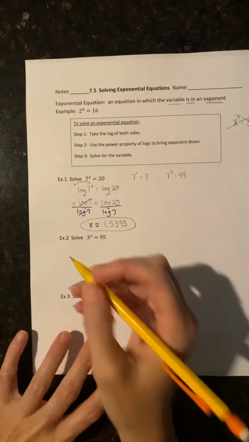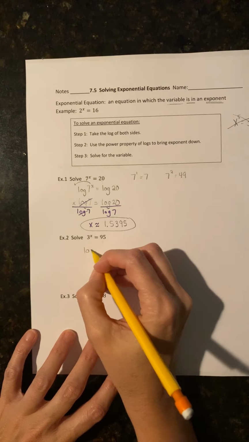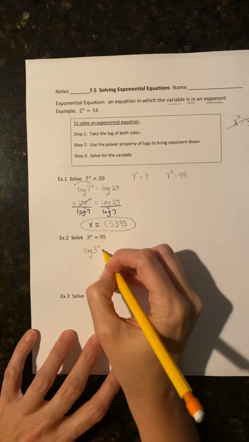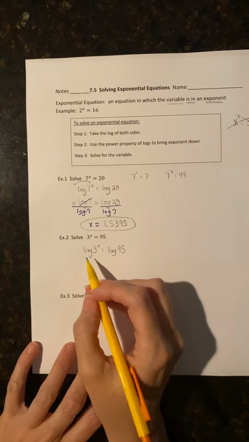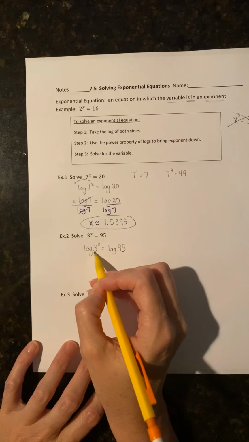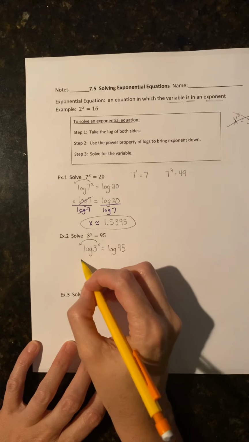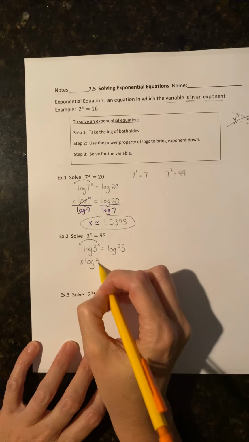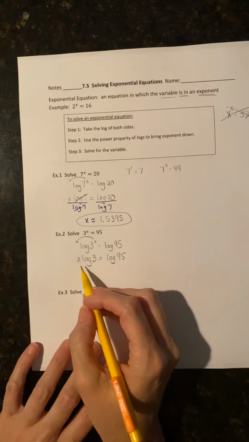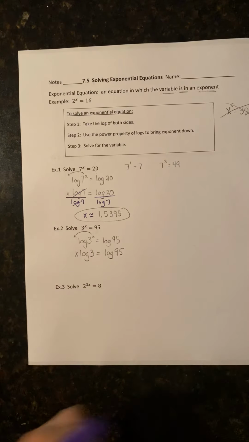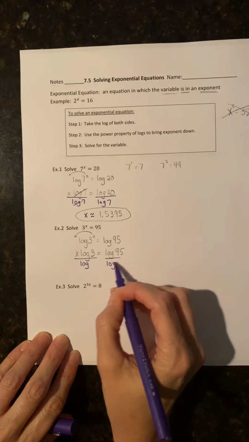And then press play again. So I'm going to take the log of both sides. Log of 3 to the x equals log of 95. You take the log of both sides, and the reason I'm not writing this little number in here is because I'm using common log, so I can use the calculator. x log 3 equals log 95. And then when you're trying to get x by itself, you divide both sides by log 3.